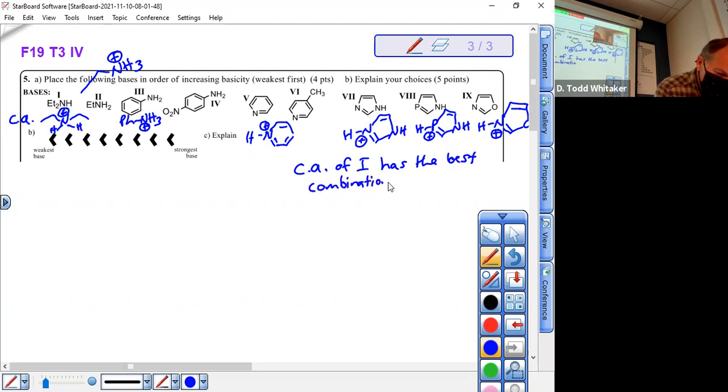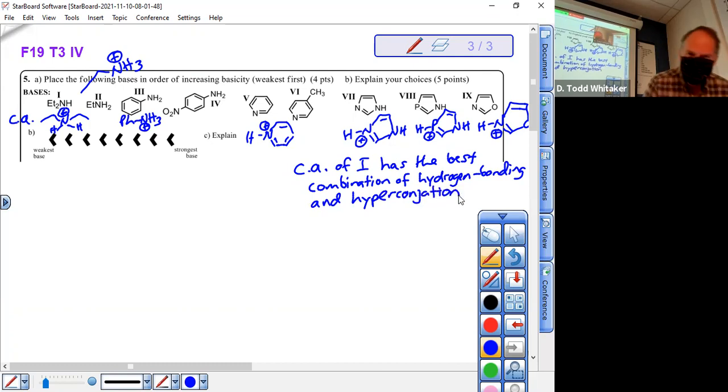I need to see you talk about hydrogen bonding to stabilize it and hyperconjugation. It's got 2 R groups for hyperconjugation. It's got 2 H's for hydrogen bonding with the aqueous environment used during the pKa experiment. So that means it's the easiest base to make. Sorry, easiest acid to make, which means the base it came from is the strongest base. So that's why I'm going to put it at the end here.